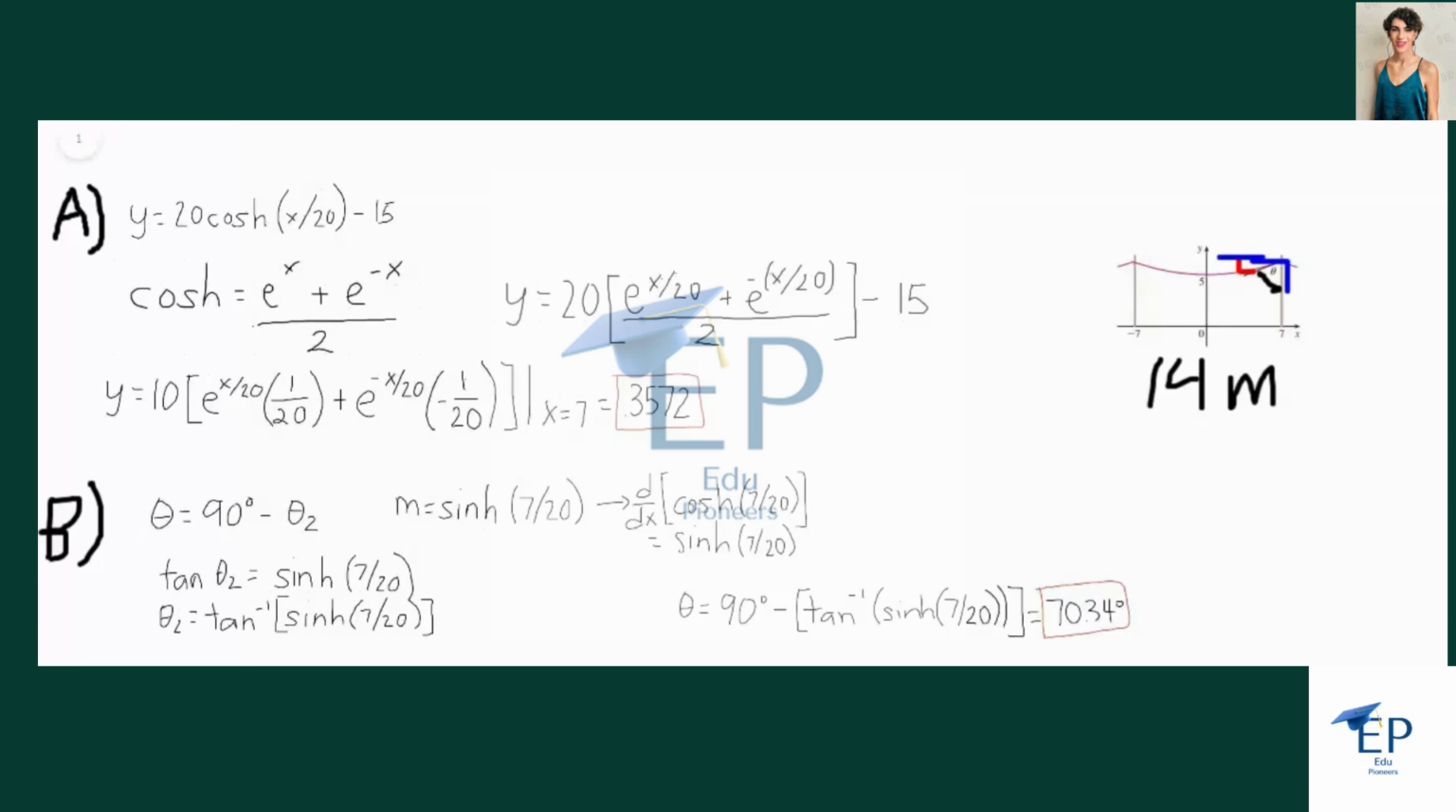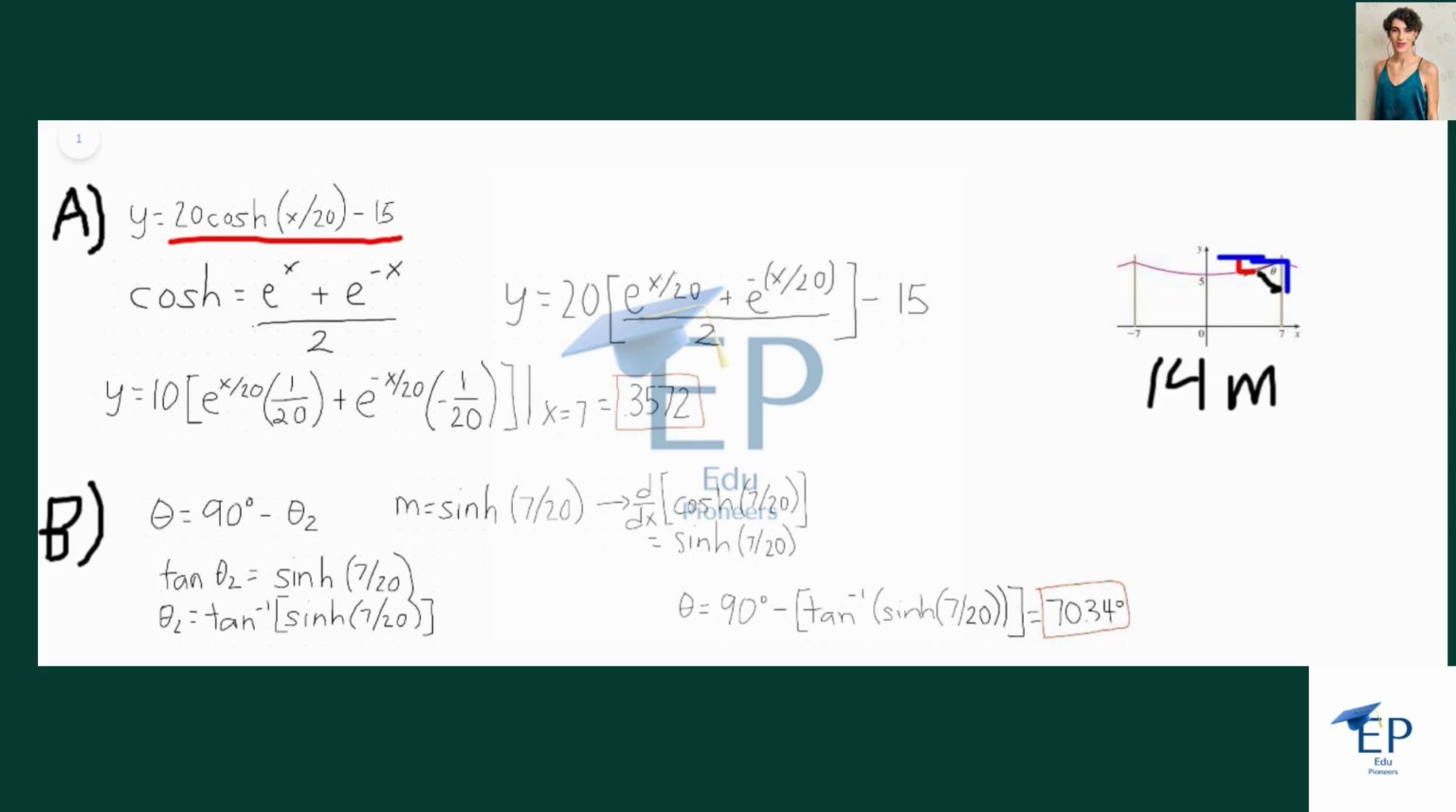So in this problem, we have that a telephone line hangs between two poles that are 14 meters apart. In part A, the equation of the telephone line follows y equals 20 cosh of x over 20 minus 15. We need to find the slope of the telephone line at the right pole. So how do we do this?